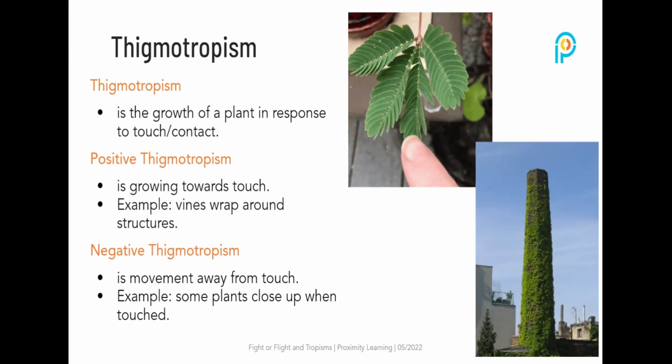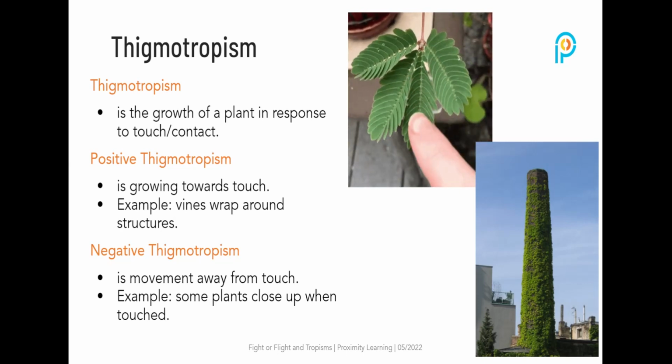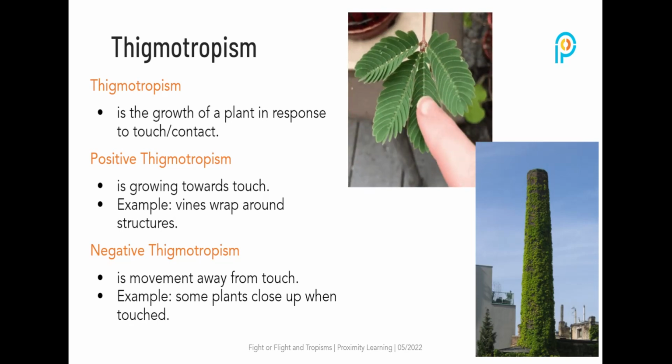Thigmotropism. If you look at the video, it's really cool. This is the growth of a plant in response to touch or contact. Positive thigmotropism is growing towards touch. So for example, vines wrapped around structures, and you can see that in the image on the bottom right. Negative thigmotropism is in that video. It's the movement away from touch. So some plants close up when they're touched. Why don't you try it sometime?